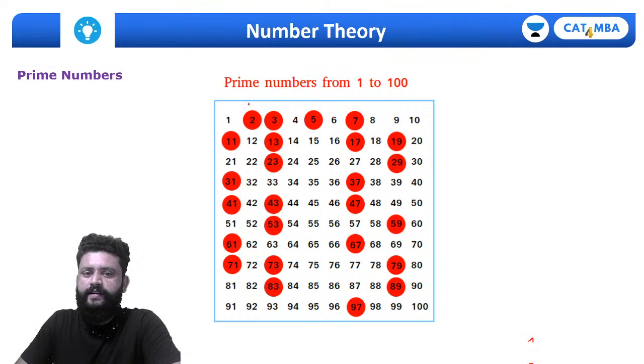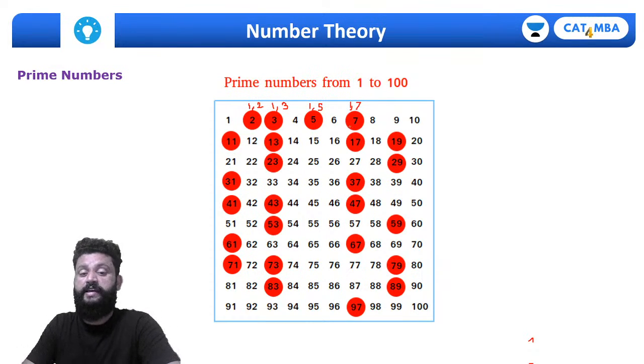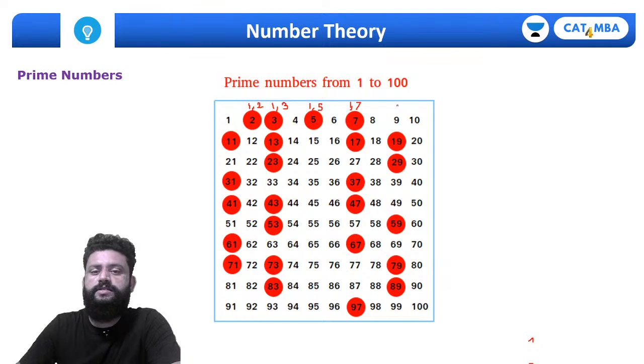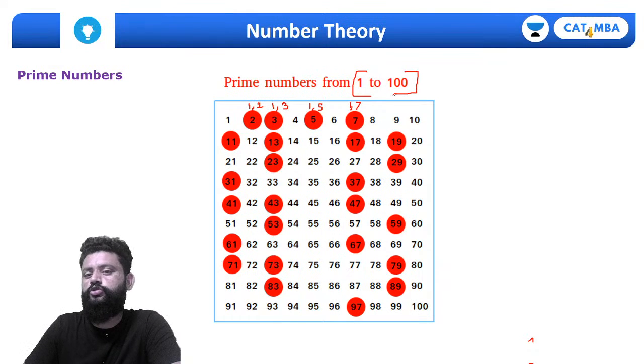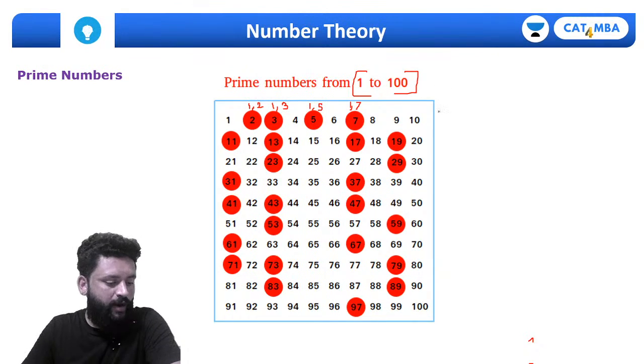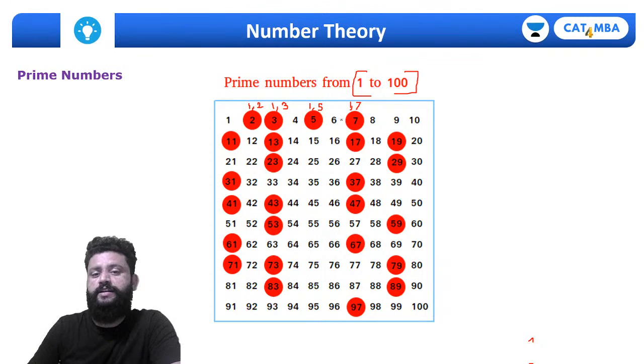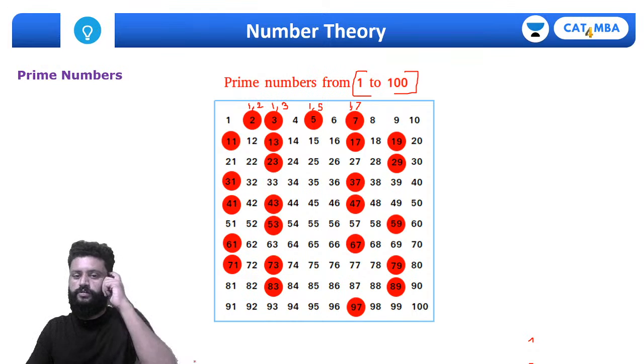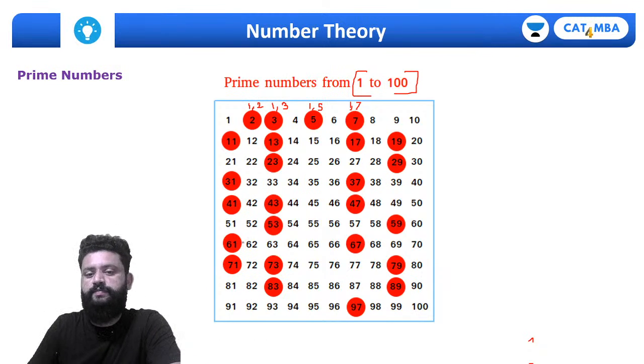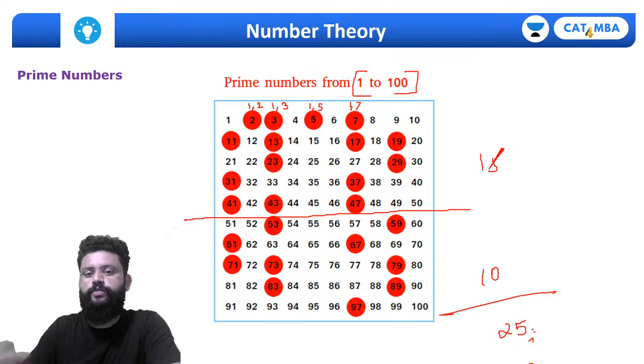Then 2 has two factors, 2 is divisible by 1 and 2, 3 is divisible by 1 and 3, 5 is divisible by 1 and 5 itself. So all the prime numbers are divisible by 1 and itself only. So these are the prime numbers, and hopefully all of you know these 1 to 100 prime numbers, very useful in CAT. Okay, and from 1 to 100 how many prime numbers are there? There are 25 prime numbers, out of which up to 50 there are 15 numbers, after that only 10. Here 15, then 10, total 25 prime numbers.